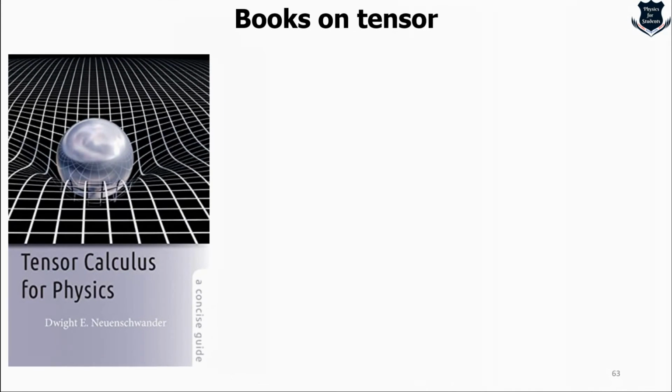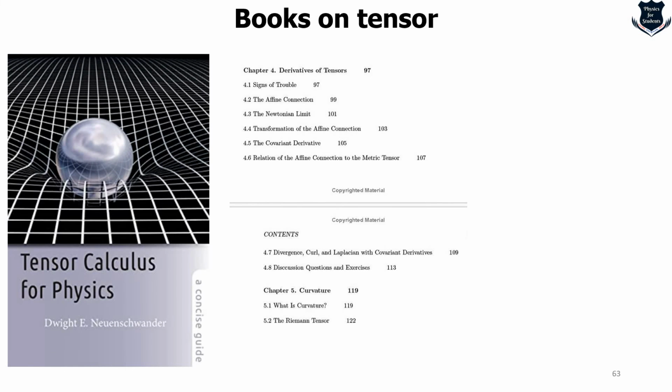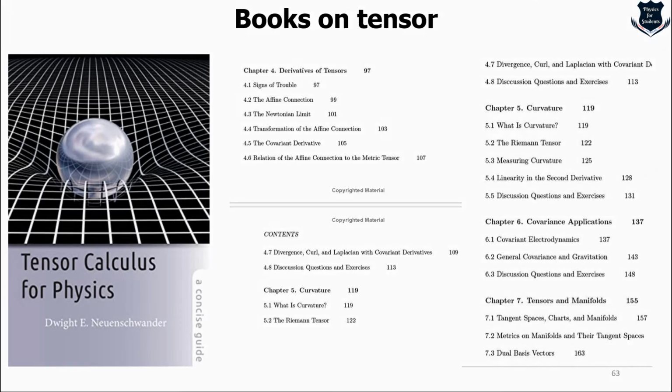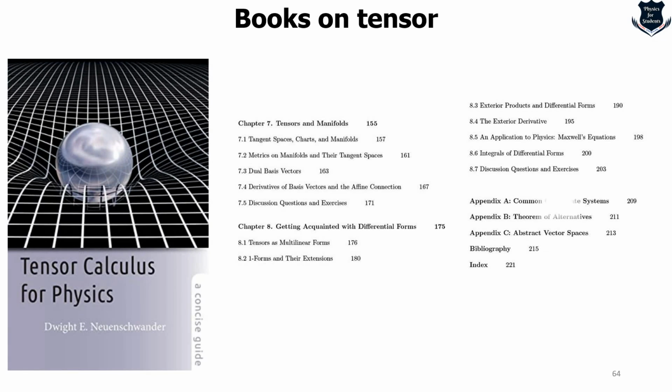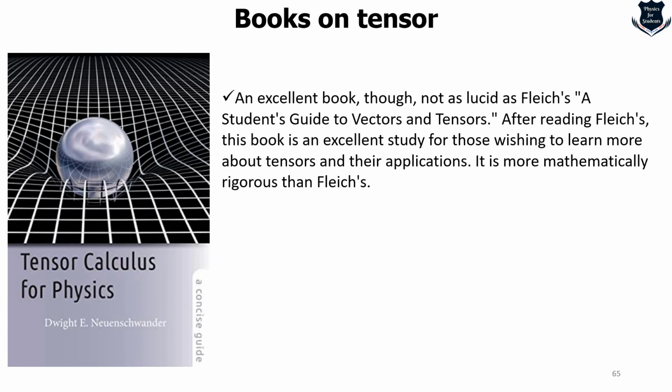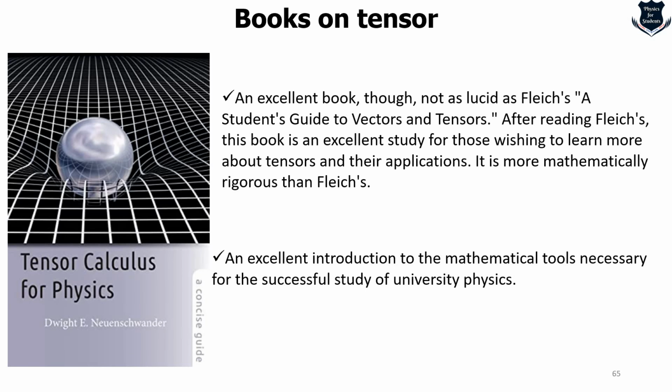So if I take the overall idea of this book, it also covers derivatives of tensors and the divergence and curl. That means the vector calculus part is also taken. Then you can see what is curvature. Here you see Riemann tensor, beautiful, covariant electrodynamics, tangent spaces, charts and manifolds. That means a part of differential geometry is also being covered. Yes, I would say tensors and manifolds, derivatives, bases, etc. are all covered. So overall it is an excellent book, but remember that it is not as lucid as Daniel Fleisch's Student's Guide to Vectors and Tensors. It's not that clear.